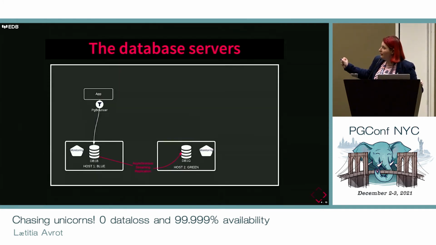So first, the database server. So you have the application and a connection pooler. Most of the time, you need a connection pooler with Postgres due to how it was designed. And I strongly suggest using PgBouncer, but there are others. And then the application goes through the pooler into the database server, which is the queen. And then, with asynchronous streaming replication, data changes are sent to the princess.